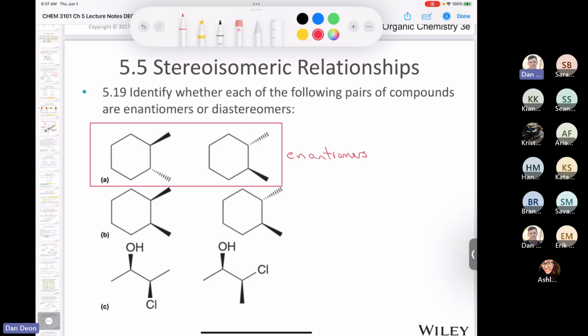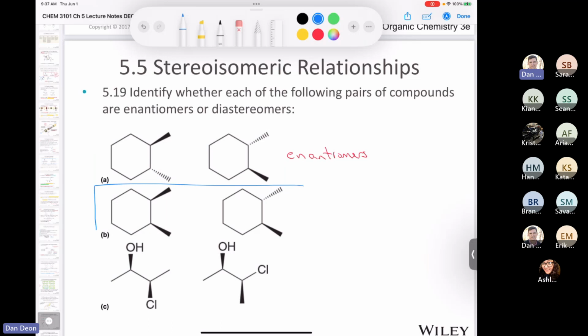Yeah, they flipped every wedge to a dash and every dash to a wedge. Exactly. So those two are mirror images, non-superimposable. I see that everybody answered it correctly. All right, so those two are enantiomers. Let's go to the next one.